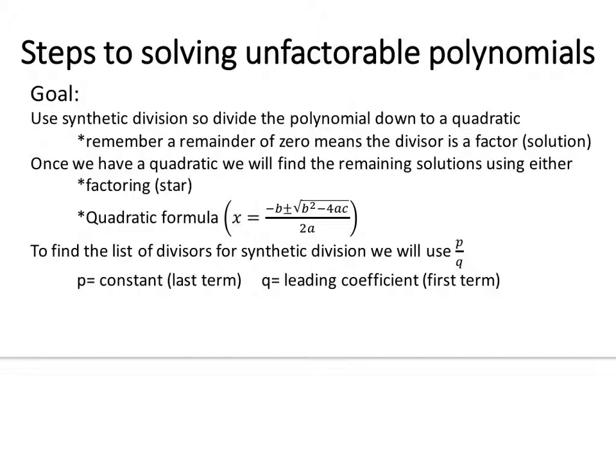Just a reminder, your steps to solving unfactorable polynomials: you're going to use synthetic division to divide the polynomial down to a quadratic. Remember, a remainder of 0 means the divisor is a factor or a solution. Once we have a quadratic, we will find the remaining solutions using either factoring, the star method, or the quadratic formula. And we're going to come up with what we divide by using our P over Q list.